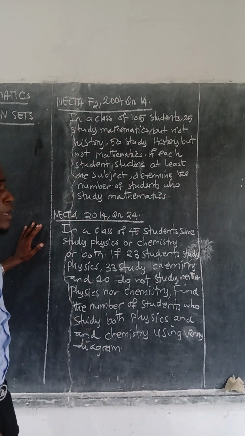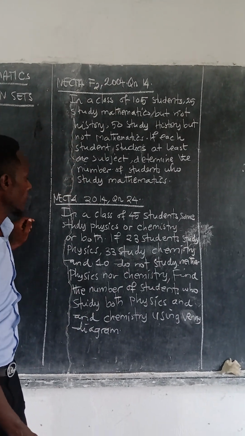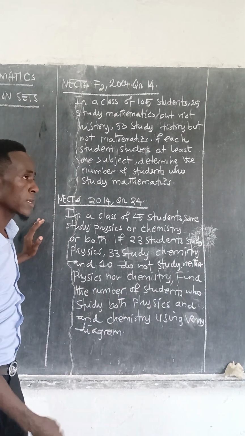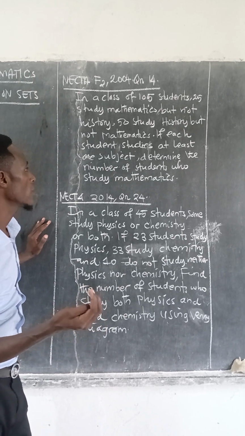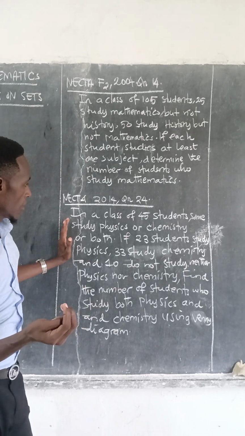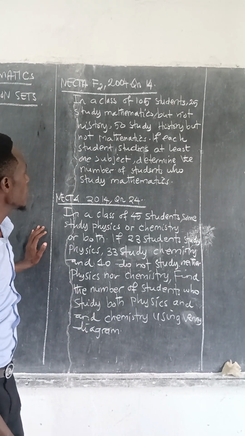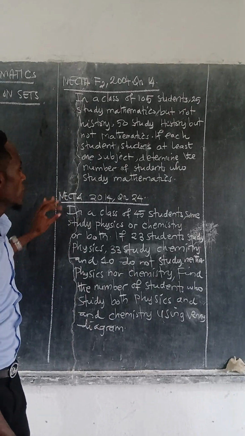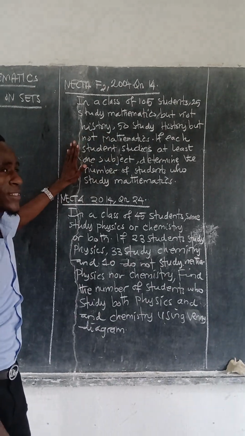But also we have this kind of question, NECTA 2014, question number 24. I think you know that this kind of question from sets, the word problems, you can solve by using two methods. You can use Venn diagrams, or you can use the formulas. So let us now move on. For today we'll discuss the method of Venn diagrams on this kind of question.